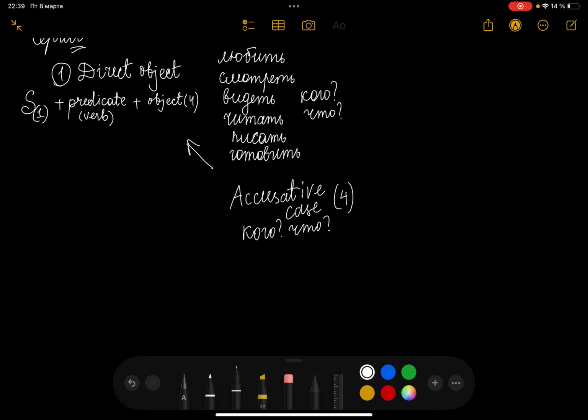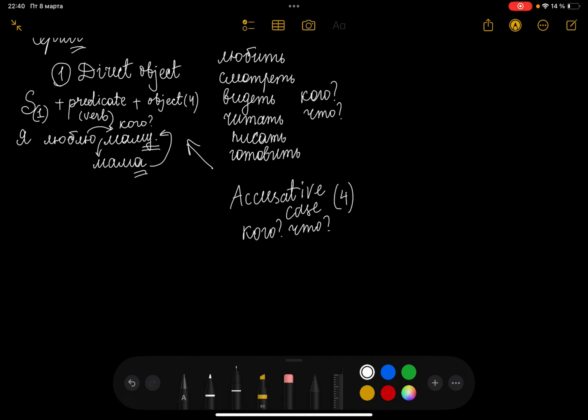For example, я люблю маму. I love mom. Here, маму is the word which is used in accusative case. We know that in dictionary we will see word mama, letter A, but in accusative case A changes to letter U. Я люблю кого?